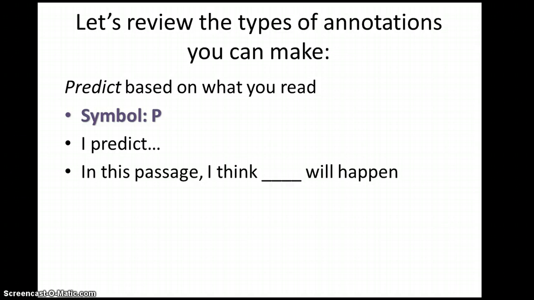The first one you can make is a prediction. In order to predict, you're going to look at what you've read and see what you think is going to happen in the future of the story. The symbol for prediction is a P. Some example stems you would say are, I predict, or, in this passage I think blank will happen.